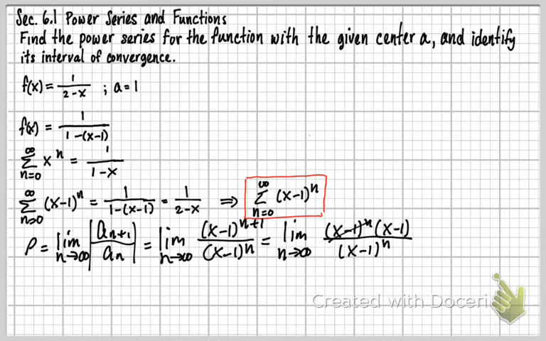And then I see that these are going to cancel out. So this is really the limit as n goes to infinity of x minus 1. Now remember, our variable here that we're taking the limit of is n. And we don't have any n's here, so that tells us that we're going to end up with just that x minus 1. Now again, it's the absolute value of that, and it has to be less than 1.